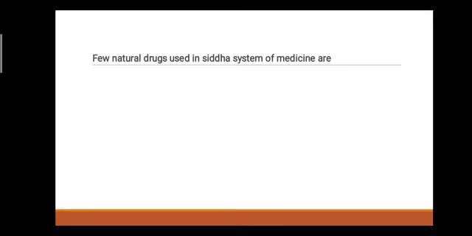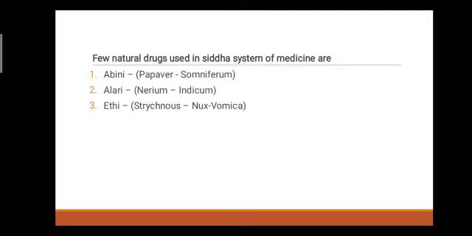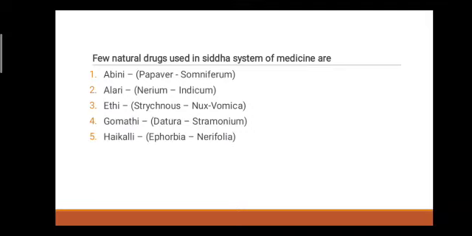A few natural drugs used in the Siddha system of medicine are: first Abhini, Papaver somniferum; second Alari, Nerium indicum; third Ithi, Strychnos nux-vomica; fourth Gomati, Datura stramonium; fifth Haikali, Euphorbia nerifolia; sixth Rotapolum, Oleander barbadensis.